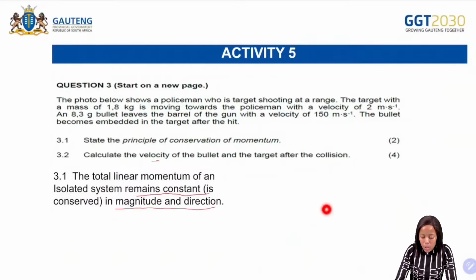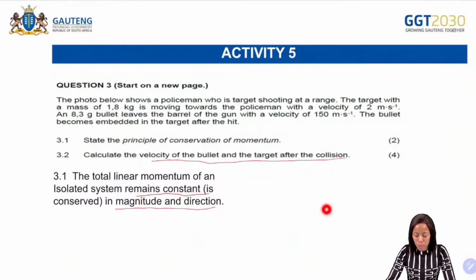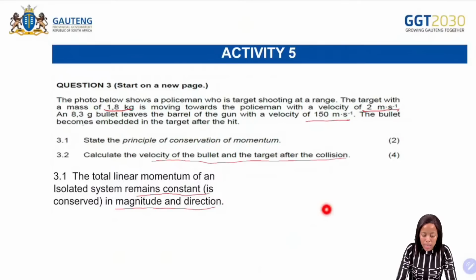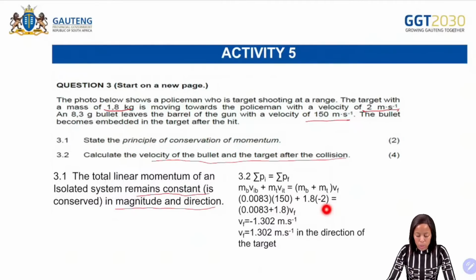Now it says calculate the velocity of the bullet and the target after the collision. Okay, so remember everything that we have been given so far, the 2 meters per second, the 150 meters per second, those were all the initial velocities. So now we need to calculate the velocity of the bullet and the target after the collision. After the collision, we only have information based on before collision. So which formula are we then going to use there?